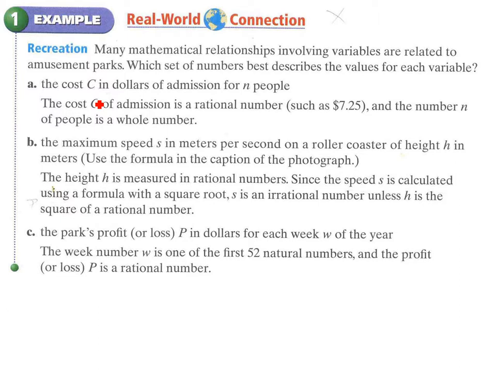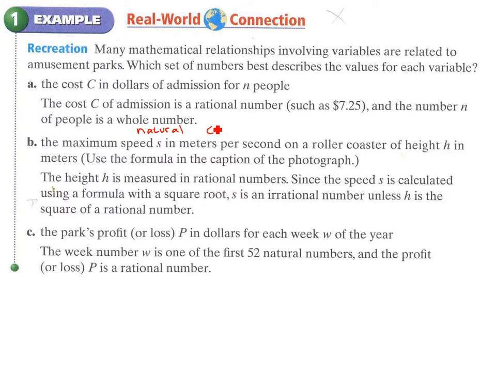All right, let's go over our example problems here. Many mathematical relationships involve variables that are related to amusement parks. Which set of numbers best describes the values for each variable? The cost C in dollars of admission for n people. The cost of admission is a rational number, such as 7.25, and the number n of people is a whole number. People, you can't have a fraction, right? Could this be just counting, just natural? I guess it could be if you're assuming that at least one person showed up.